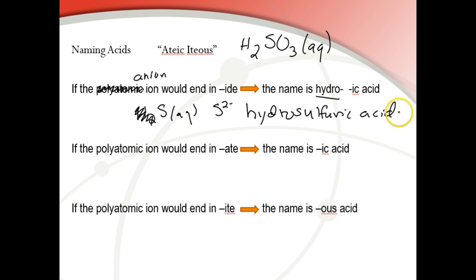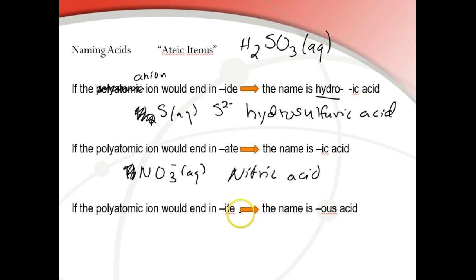Okay. If the ion would end in ATE, let's look at HNO3. Make sure to have the AQ there. If we get rid of the hydrogen, we're left with NO3 minus, and that is nitrate. So we lop off the ATE and change it to IC, and so this would be nitric acid.